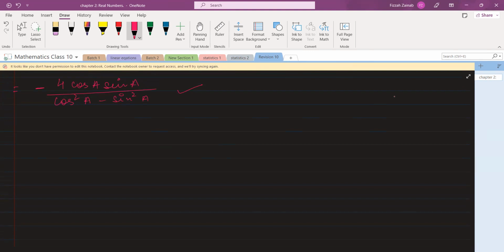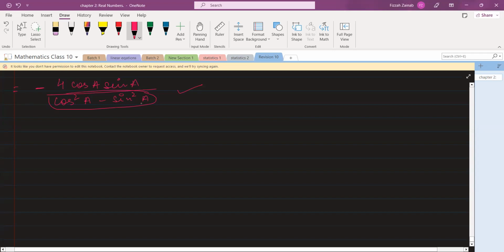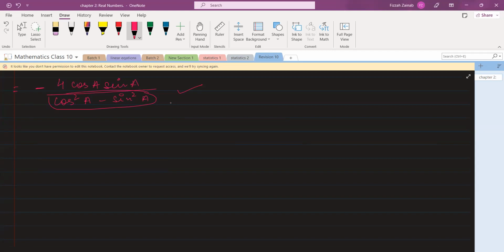See, Hamna, listen here. Whenever you are stuck with something like this, there's no identity with cos square A minus sine square A. But if you divide the whole term by cos square A, no, not with cos square A. If I divide both numerator and denominator by cos A sine A, because in the numerator I only want minus 4. Can you see that in the question?